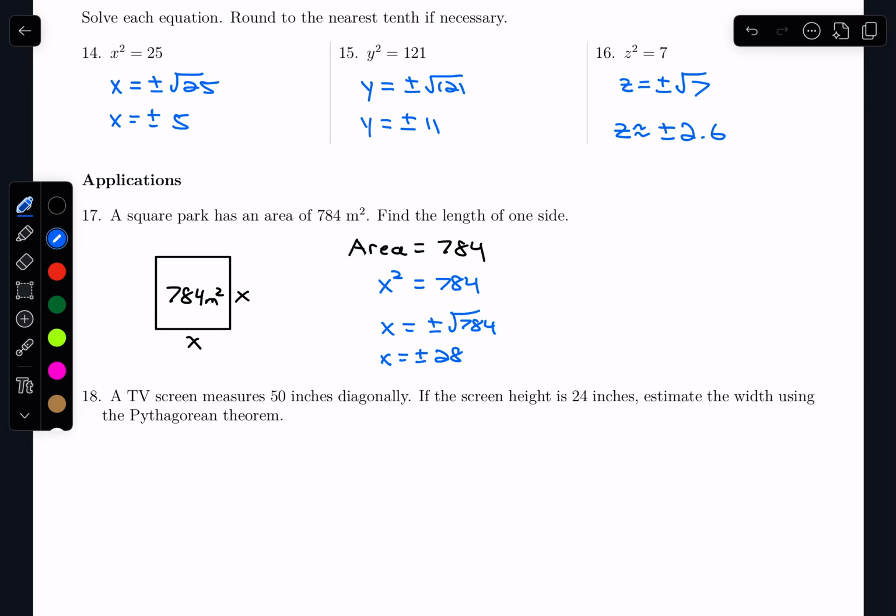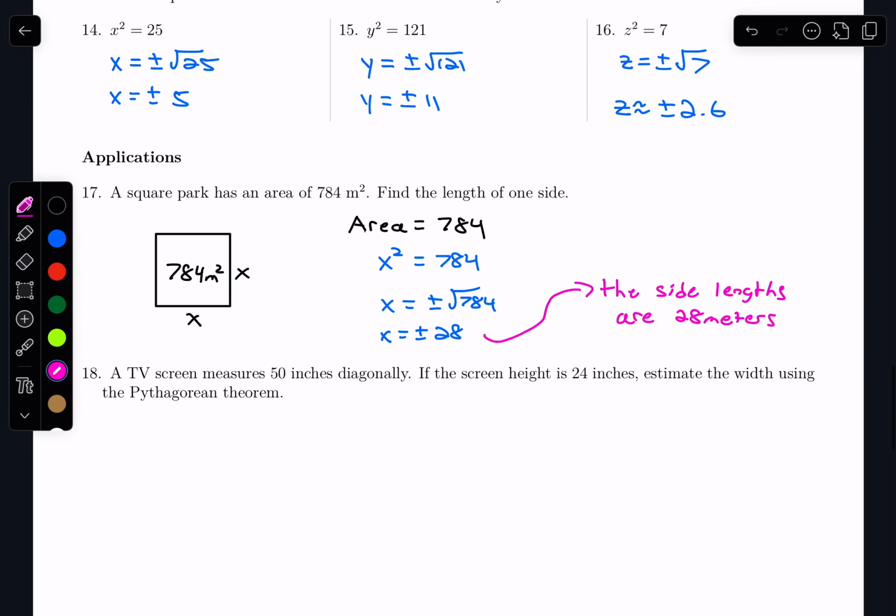All right, so even though we get two answers, plus or minus 28, we have to throw away the negative one because the only thing that makes logical sense for a length is to be positive. So we would say that the side lengths are 28 meters, where I do not include that negative answer in my result because it is impossible to have a negative length.